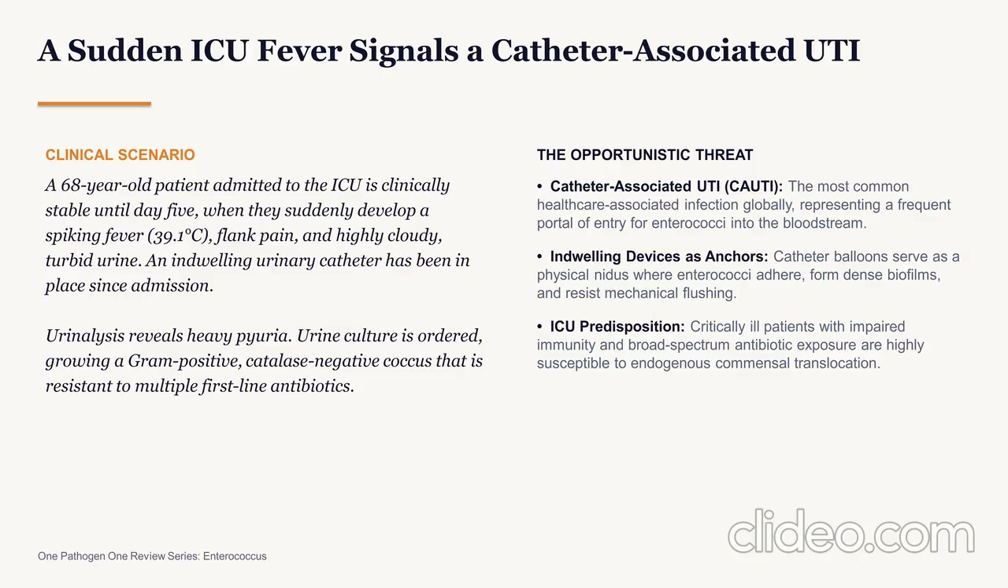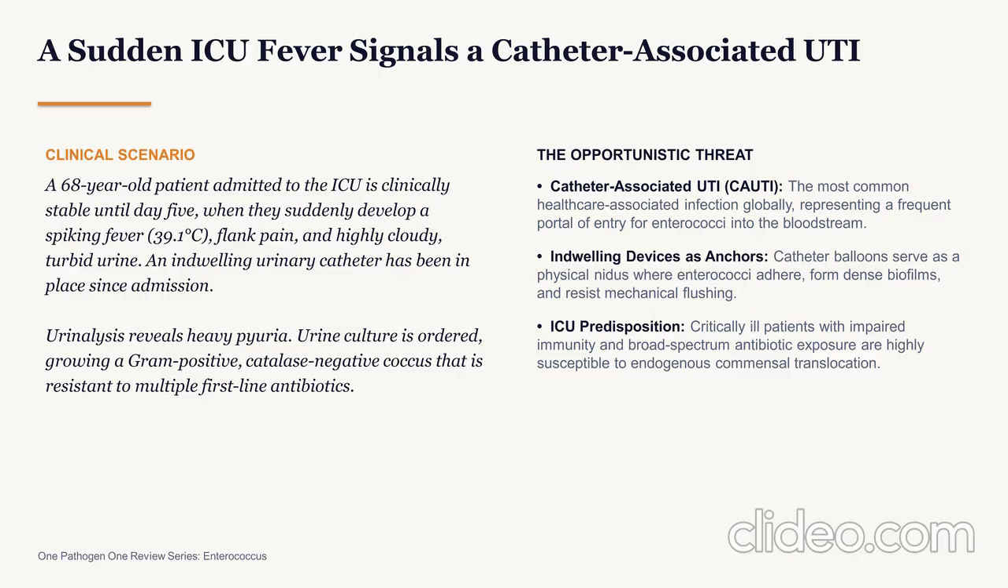Urinalysis reveals heavy pyuria, and a urine culture is ordered, which grows a gram-positive, catalase-negative coccus that is resistant to multiple first-line antibiotics. This is a classic presentation of a catheter-associated urinary tract infection, or CAUTI, which represents the most common healthcare-associated infection globally, and serves as a frequent portal of entry for Enterococci into the bloodstream.